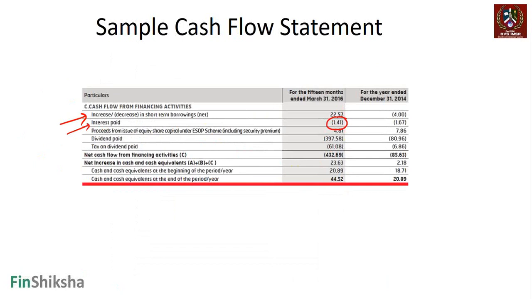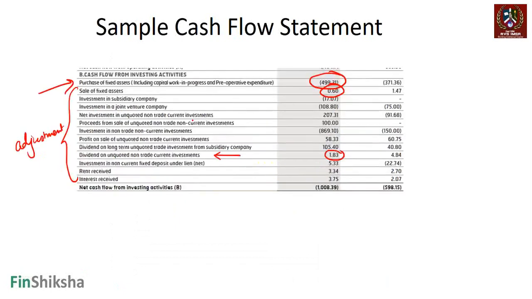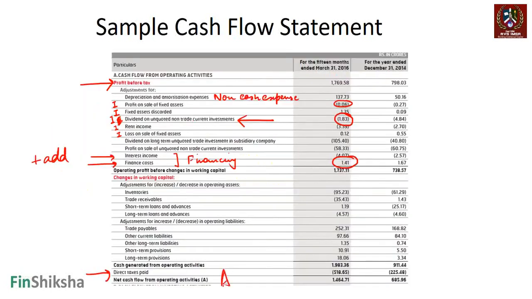So that's how you basically create a sample cash flow. At the end, you get, this is A, net cash flow from operating activities, and you see the changes in working capital, adjustments for increase in operating assets. So inventory increase is an outflow. Cash went out, has not been realized in terms of sales as yet. Trade receivables increase is an outflow. That's all negative. Adjustments for increase, decrease in operating liability.